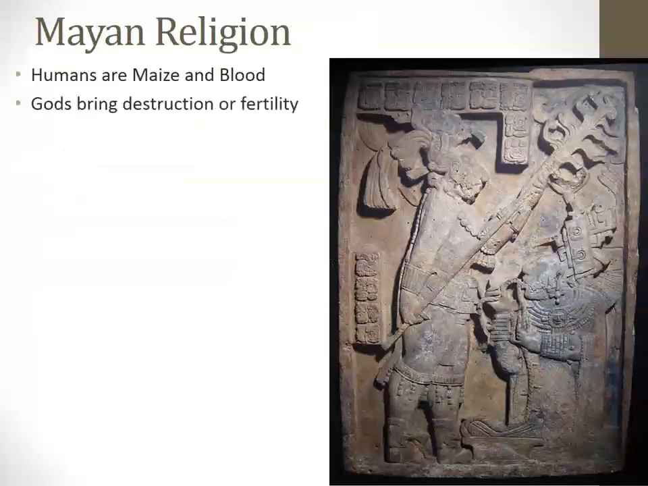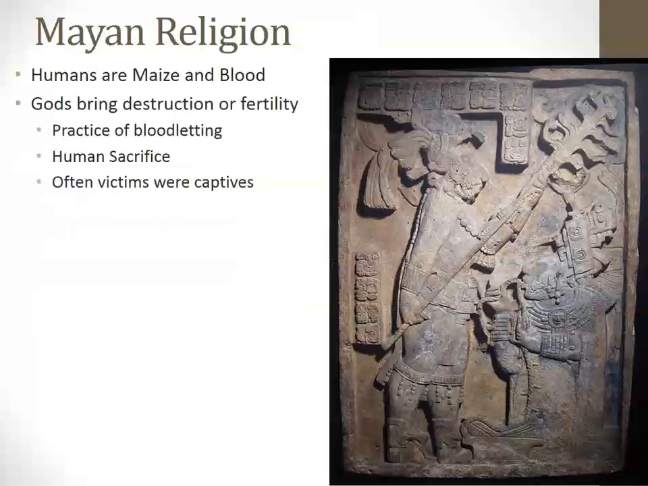Mayan religion believed that humans were a product of maize and blood. They believed that in order for the maize to grow, in order for the land to be fertile, they had to provide the gods with human blood. And this meant that because the gods can either bring destruction or fertility, you have to please them, and you please the gods by providing them with human blood. The practice of bloodletting was a very common practice in Mayan culture. People would be bled, people would be sacrificed. This was a necessary component of Mayan religion.